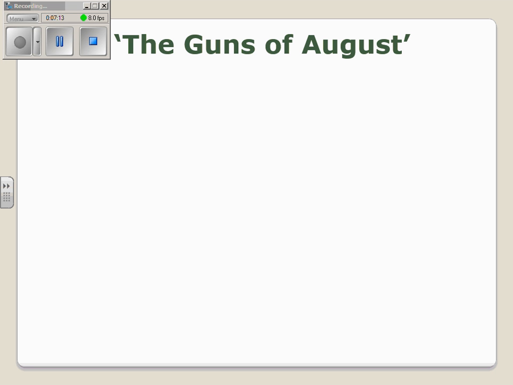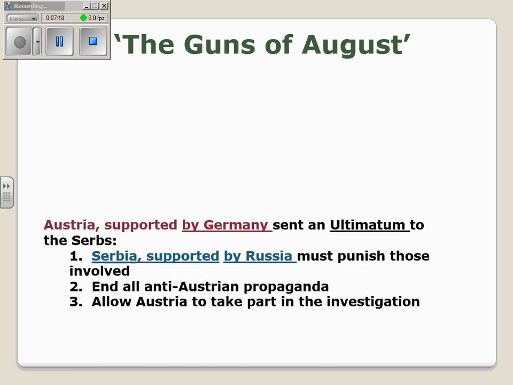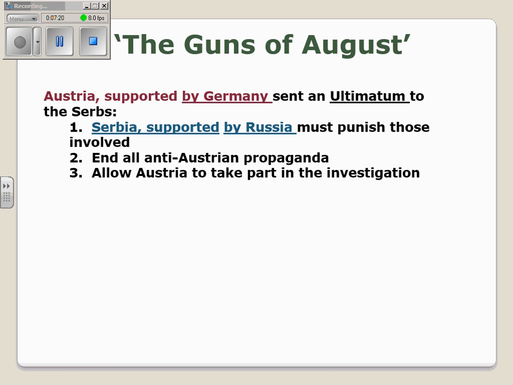So the guns of August, and now we're moving on to questions 9, 10, and 11 in your packet. Again, this is if you want to elaborate and expand on question number 8 in your packet. Austria-Hungary is supported by Germany. They send an ultimatum to Serbia. Serbia is supported by Russia.